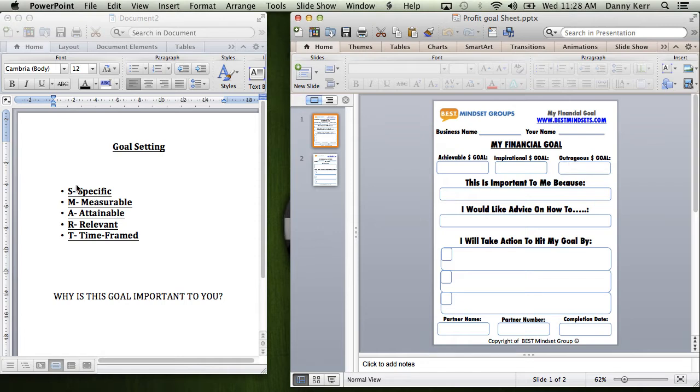It's called a SMART goal, S-M-A-R-T. Some of you may have seen this before. Very basic idea of how to set a goal, but very impactful if you actually can do it properly. So let's take a look at the first letter. S stands for specific. So specifically, what is your goal?